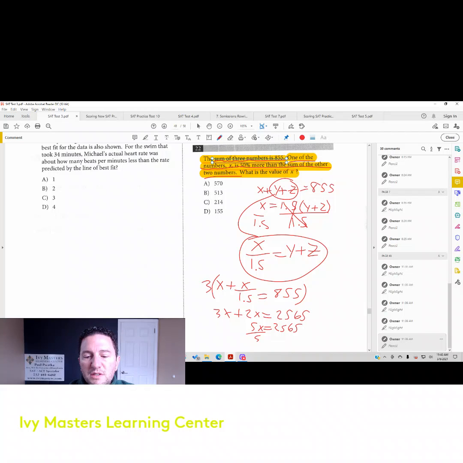Then you divide both sides by 5, and what do you get? You get that x equals 513. Answer choice B is your correct answer.